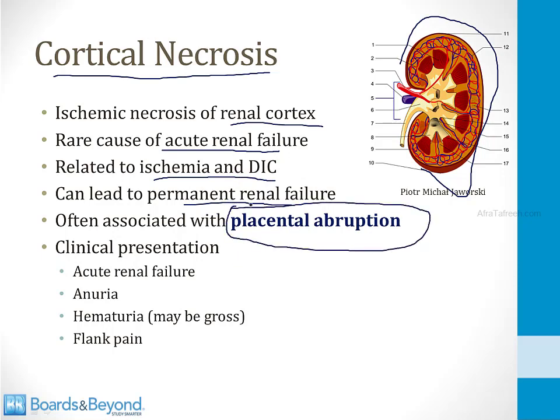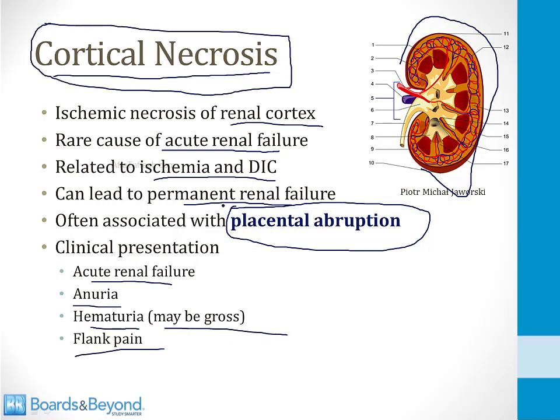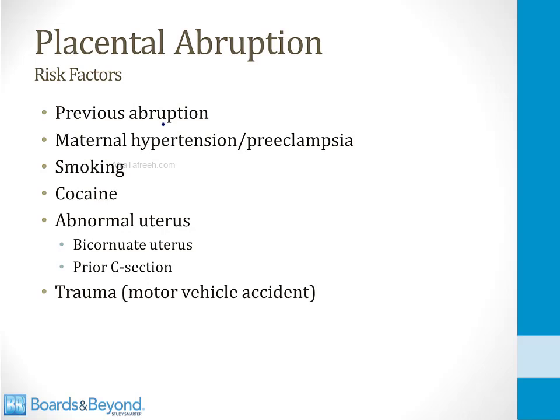So the clinical presentation will be a woman with abruption of her placenta who develops acute renal failure, anuria, hematuria, which may be gross hematuria, and flank pain. That woman likely has cortical necrosis, which is a rare cause of acute renal failure and can lead to permanent renal failure. Risk factors for placental abruption are shown on this slide.